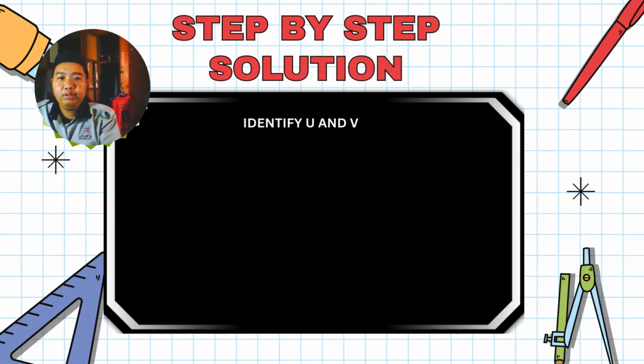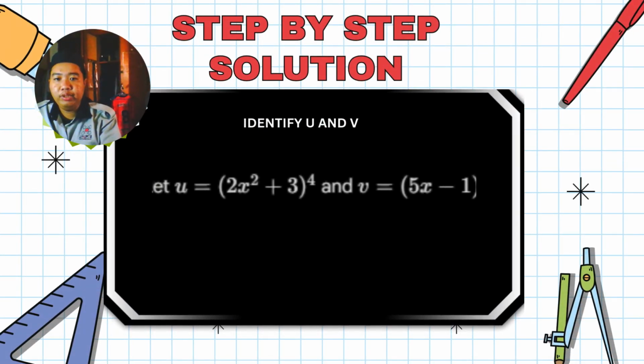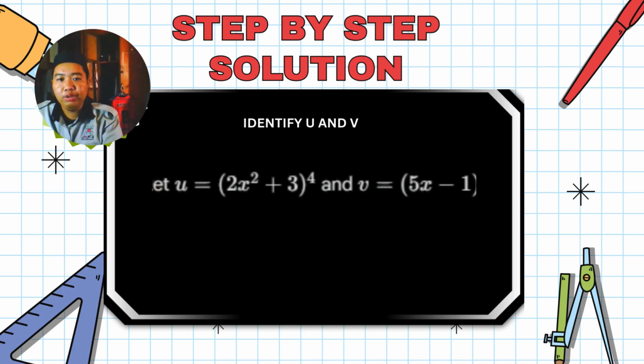The first step is we need to identify the u and v. Let's identify our u and v, where we let u equal (2x squared plus 3) to the power of 4, and v equal to 5x minus 1.